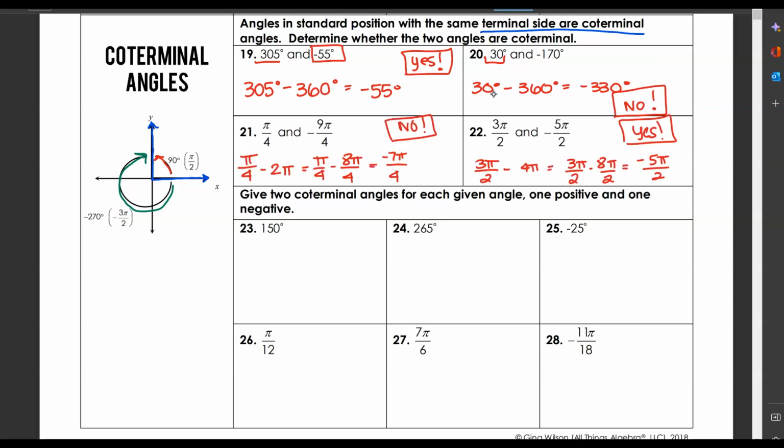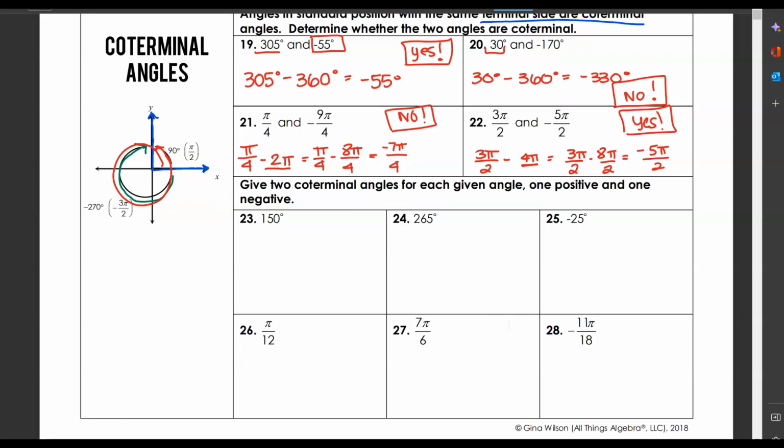All right, so hopefully you got no for the first one. Notice that in this case, we are dealing with radians, so 2 pi. I did convert 2 pi into 8 pi over 4, and then did the subtraction. For number 22, it got a little bit more complicated because they had already done an entire rotation. So because of that, we are looking at 4 pi there, and then to convert this into a fraction, negative 8 pi over 2, and so we got negative 5 pi over 2.